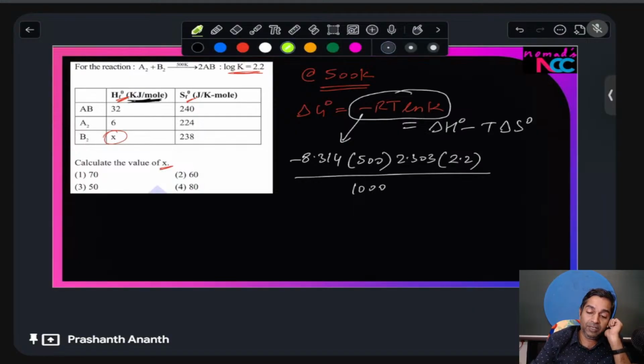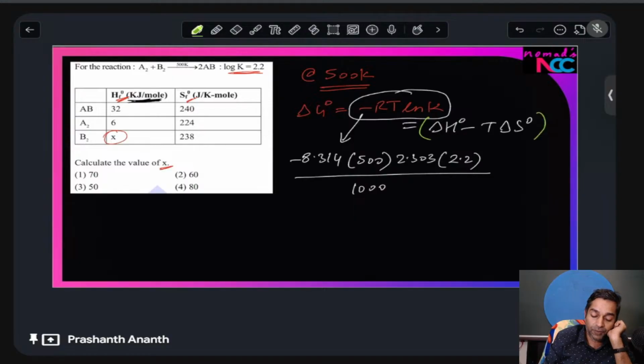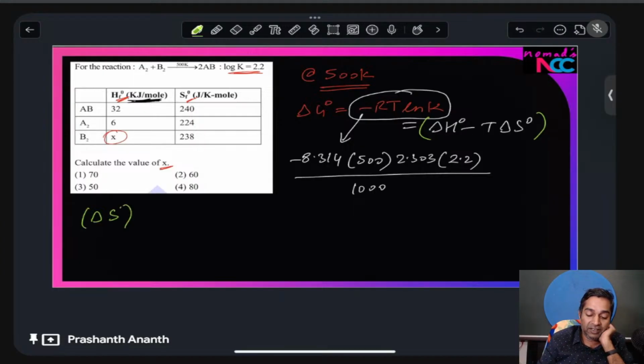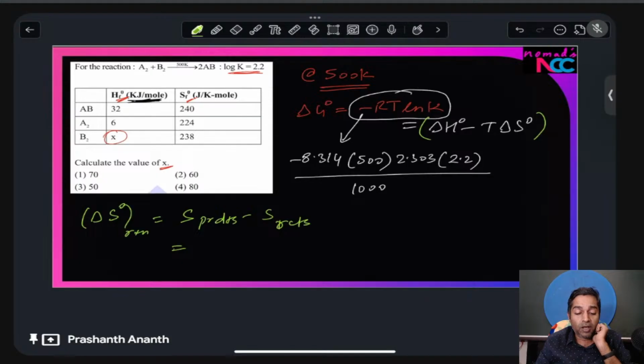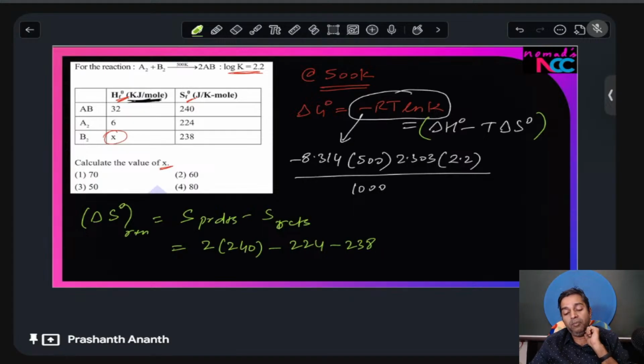Okay, next up. Next we'll calculate delta H naught and T delta S naught here. It will be easier to calculate delta S naught first, because delta H is going to have a variable there. So delta S naught for the reaction is of course S of products minus reactants. Products are 2 moles of AB, so it is 2 into 240 minus, I'm going to have 224 minus 238. So 2 into 240 minus 224 minus 238 works out as 16 plus 2, so 18.